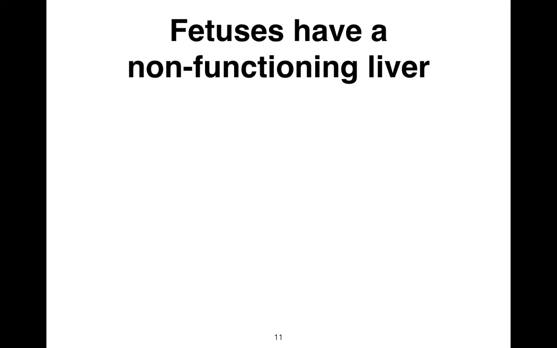Fetuses, like I said before, have a non-functioning liver. So the mother is responsible for essentially cleaning the blood. The placenta cleans a lot of the waste products from the blood that come from the baby. And then the mother obviously cleans her own blood before sending it to the child.